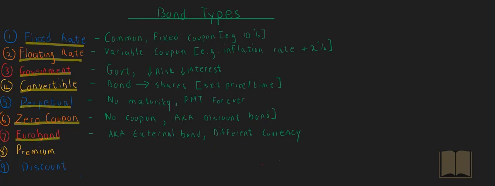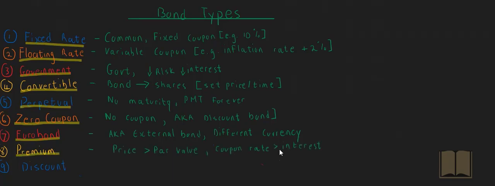The seventh type of bond that we're looking at is called a Eurobond. This is also known as an external bond. The reason for that is that the currency that the bond is denominated in is different from the currency of the market in which it is issued. So you could have a bond issued in the UK where the currency is pounds, but this bond pays you in dollars. That is a Eurobond.